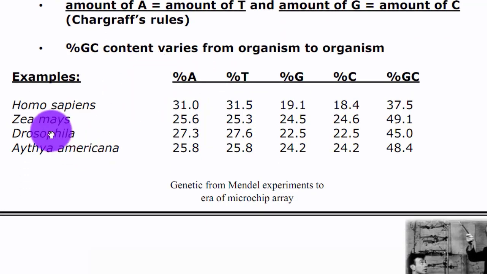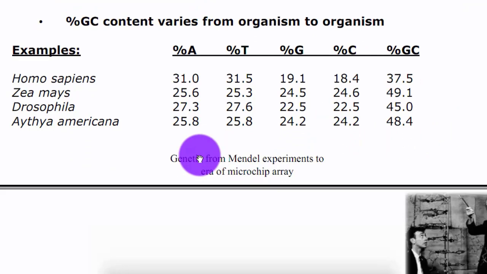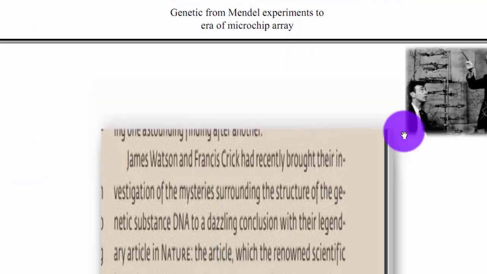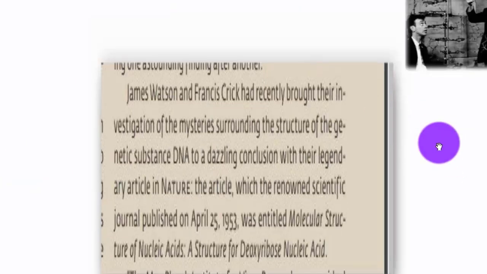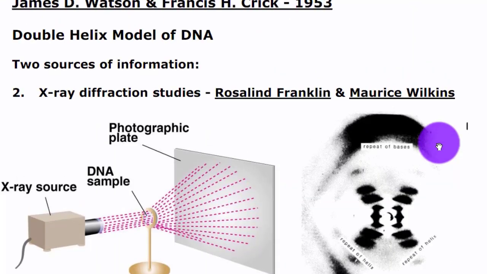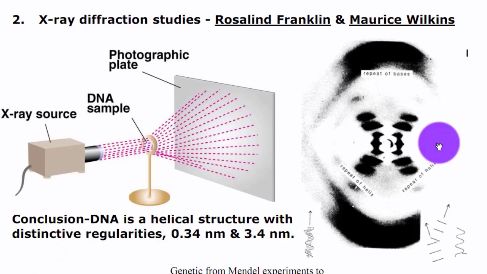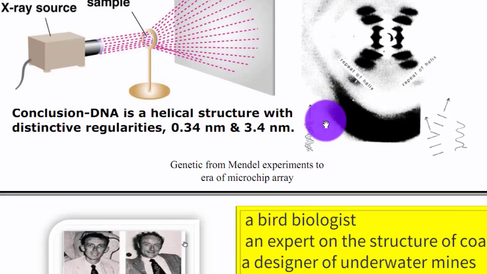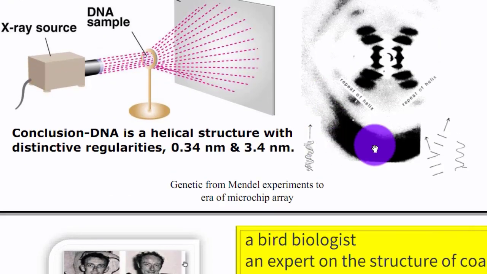Here is Homo sapiens, the human being, with the percentages of A, T, G, and C. The mouse and Drosophila are here as well. Watson and Crick explained their model. James Watson and Francis Crick, in 1953, used the X-ray diffraction studies done by Rosalind Franklin and Maurice Wilkins, concluding DNA's helical structure.